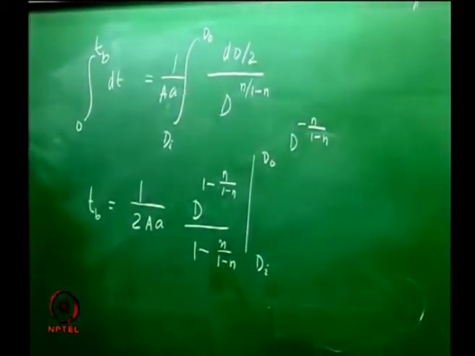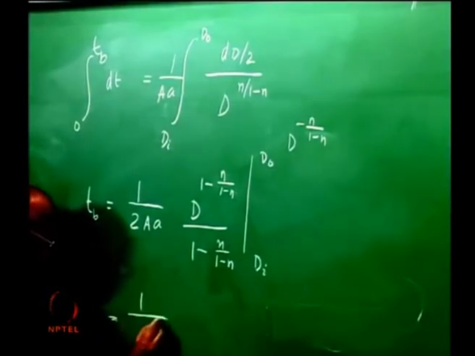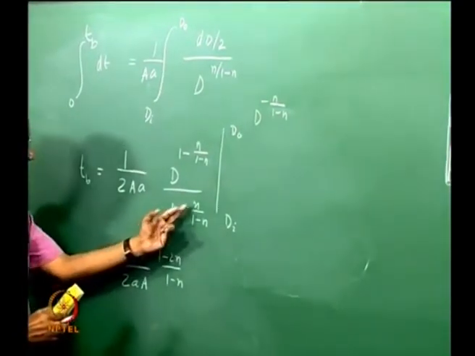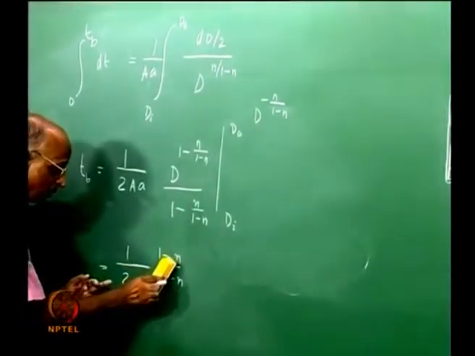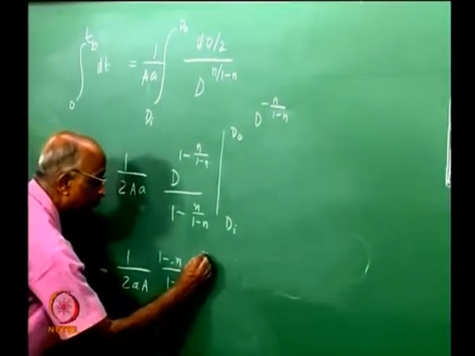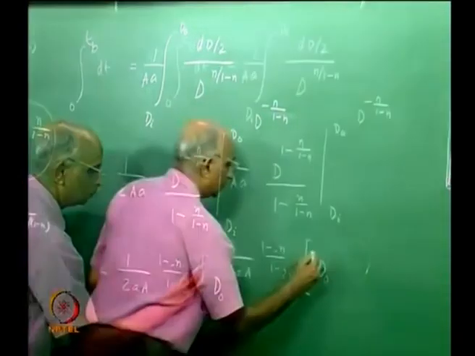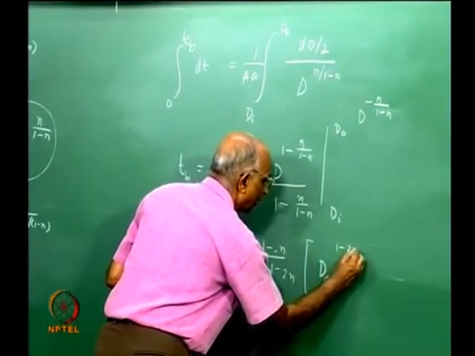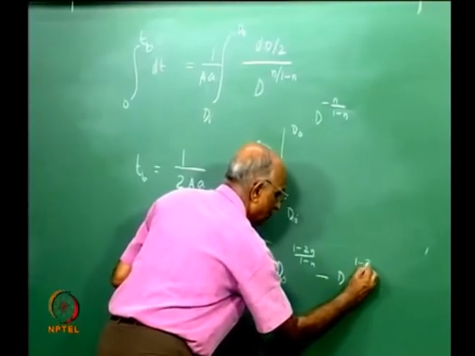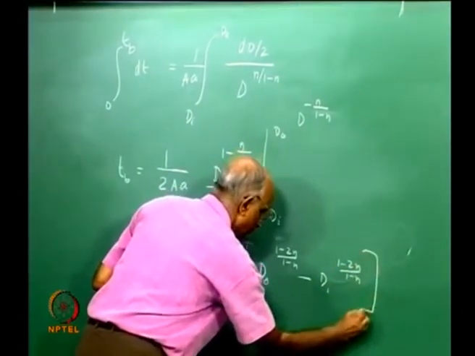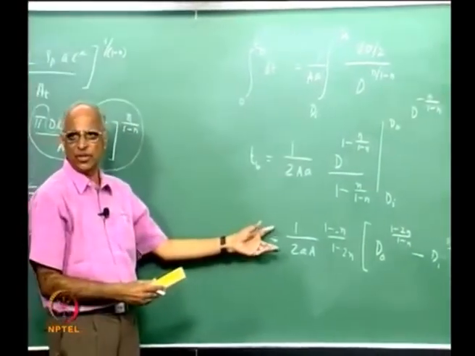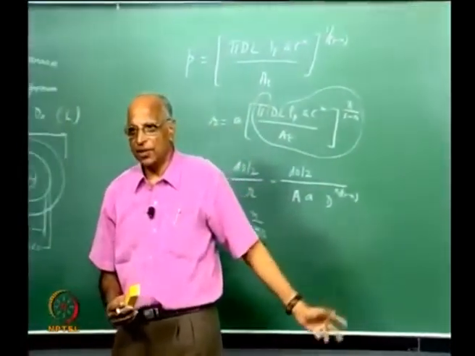What is the final value therefore? This is equal to 1 by 2a into 1 minus n divided by 1 minus 2n in the denominator, I am sorry, into do to the power 1 minus 2n divided by 1 minus n, minus di to the power 1 minus 2n divided by 1 minus n. This is the time taken for burning. It is possible to have a closed form expression, and this is the value. Please check whether there are any mistakes in this.